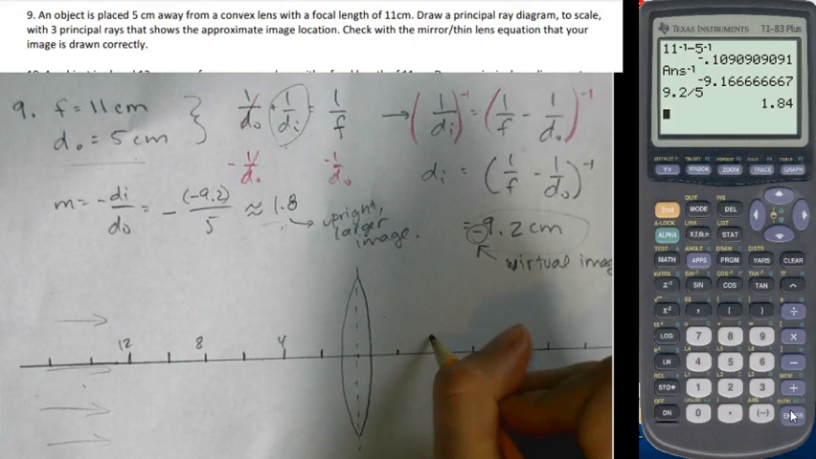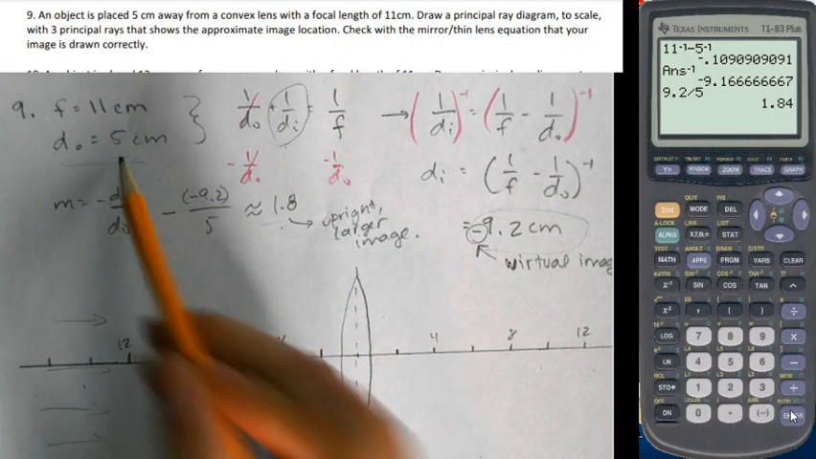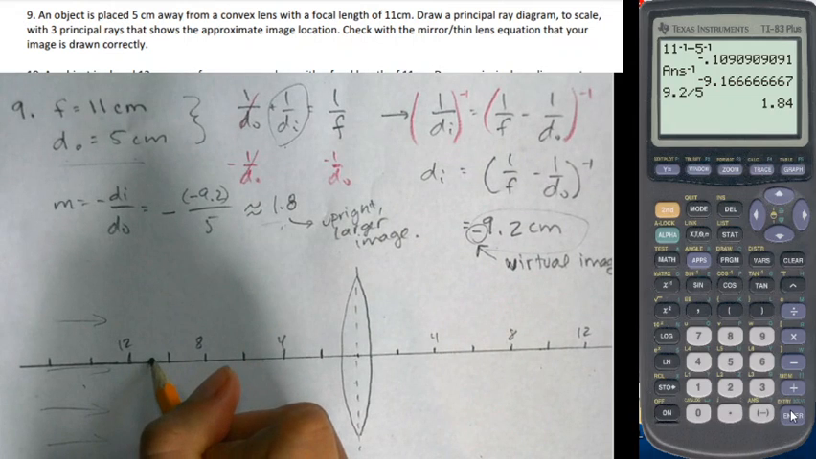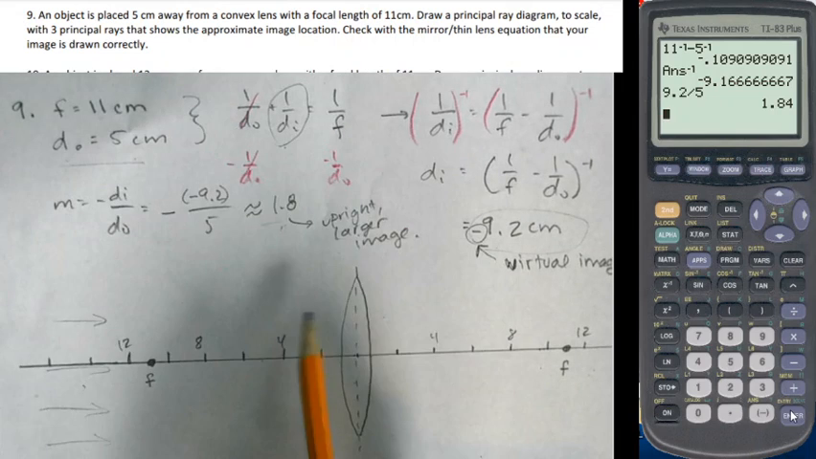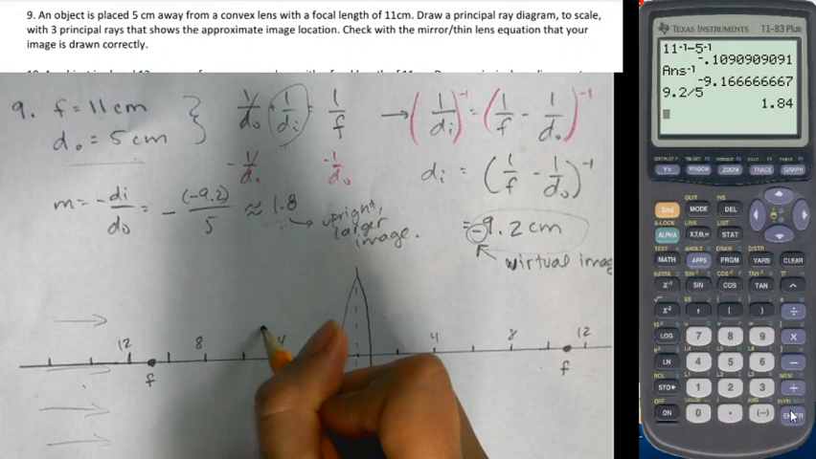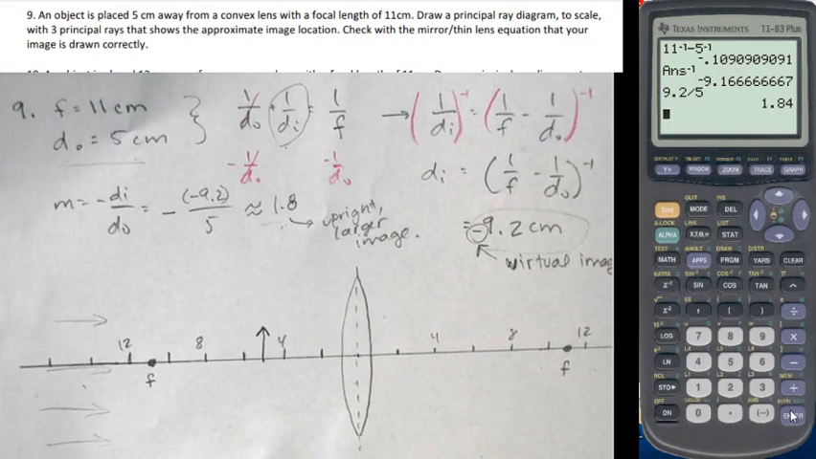So this will be 4, 8, and 12. So I'm going to label F and DO. So the focal length is 11. And I'll put it on both sides. And I'm going to put an object at 5, and I'm not going to draw it too tall because I'm expecting somewhere around 9 there to be an arrow that's about twice as tall as this arrow.